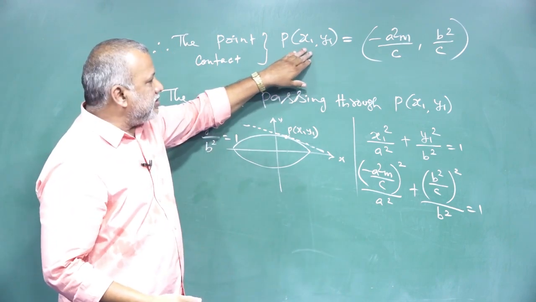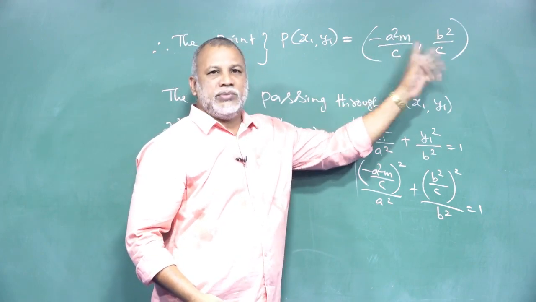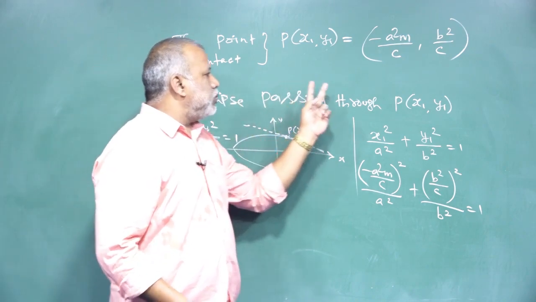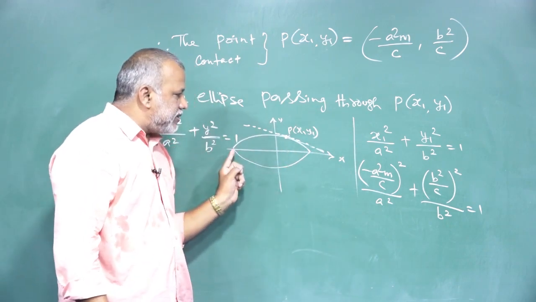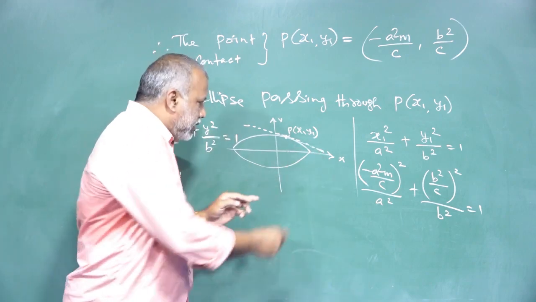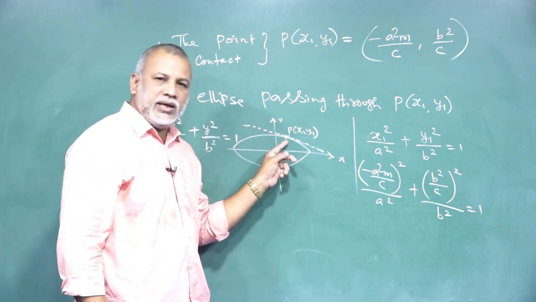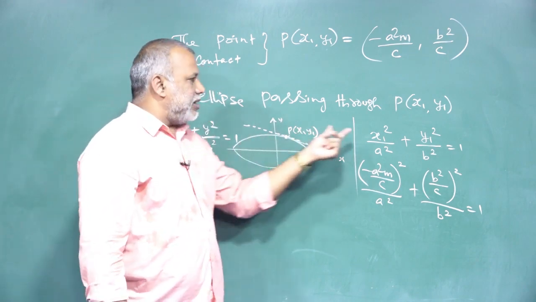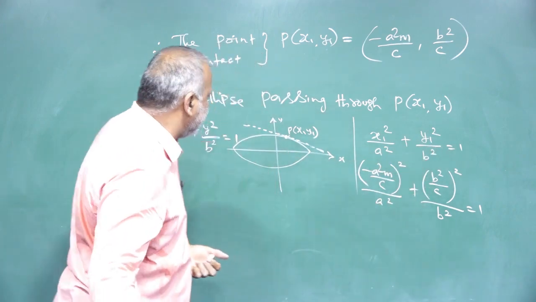In the previous explanation we discussed the point of contact P of x1 comma y1, which is minus a squared m by c, b squared by c. Again, just write this explanation: the ellipse passing through the point P of x1 comma y1. See this diagram, you can analyze. This is the equation of an ellipse; just draw a rough diagram. Then this is the equation of the tangent, with point of contact P of x1 comma y1 on the ellipse. Therefore, since the ellipse passes through the point, this equation becomes x1 squared by a squared plus y1 squared by b squared equal to 1. Now we can simplify and get the condition.